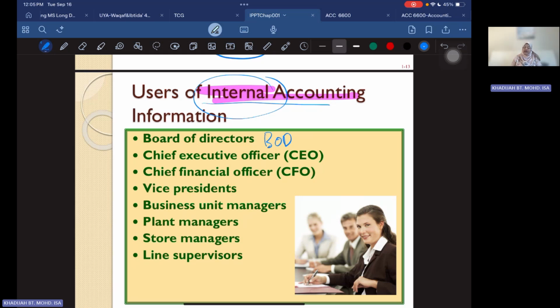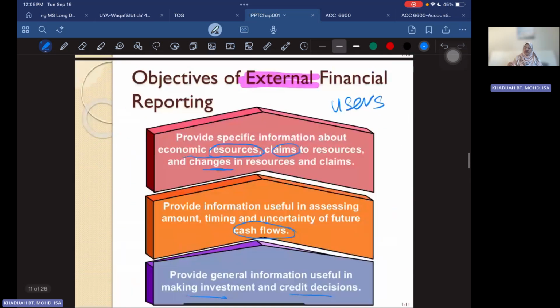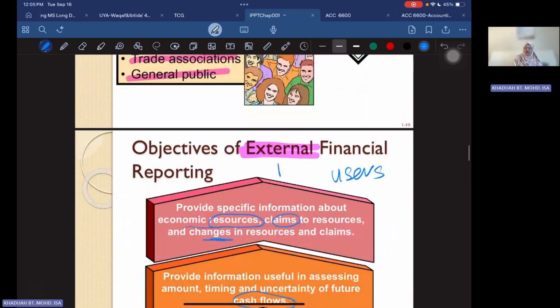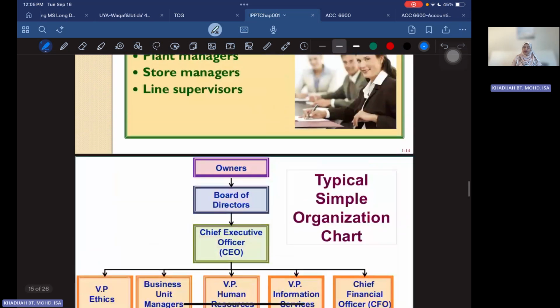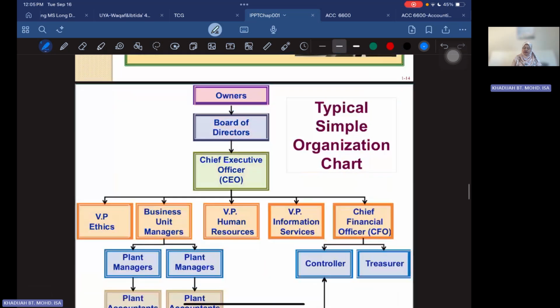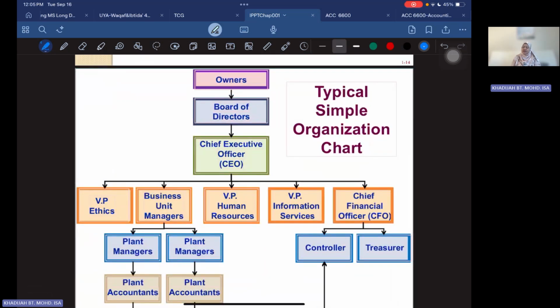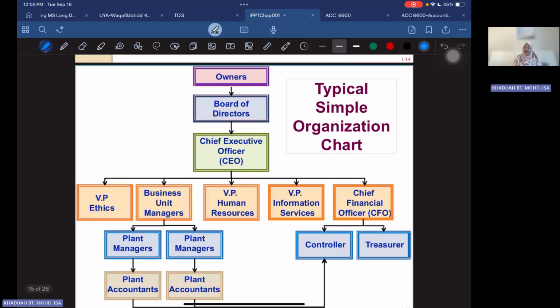And when we talk about internal here, normally we are going to refer to management accounting. The external, here, is what we call financial accounting. So we're going to cover the financial accounting first, and then we will follow with the management accounting. All right. So these are the typical simple organization chart of an organization. Normally they have the owners.